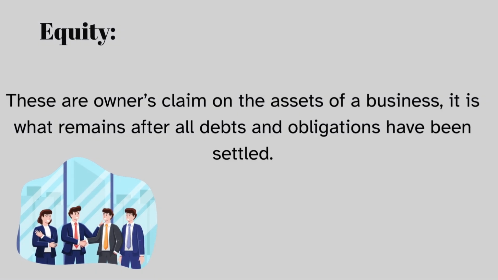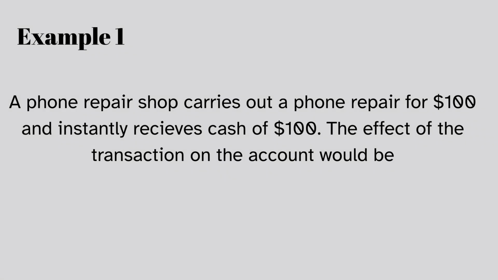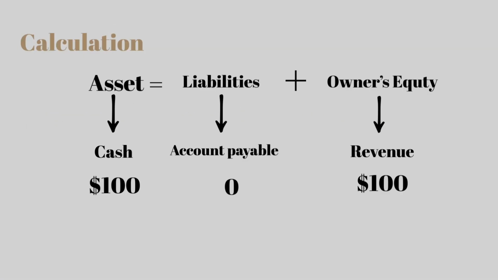So now let's take an example. Let's say a phone repairer carries out a repair for 100 naira and instantly receives a cash of 100 naira. So I'm a phone repairer and I carry out a repair for a client, and immediately the client gives me 100 naira. Now the effect of this transaction on our accounting equation would be: assets would have 100 naira, the liability would be zero, and the owner's equity would be 100 naira.